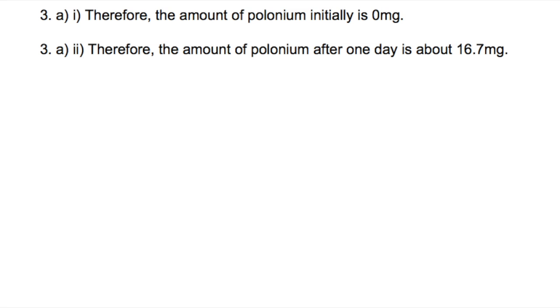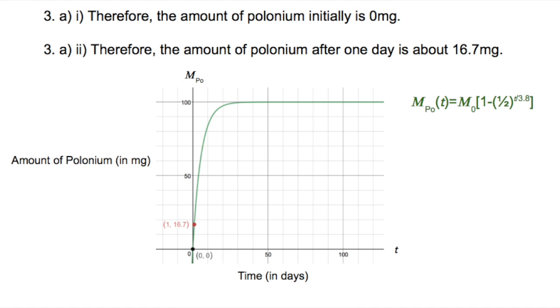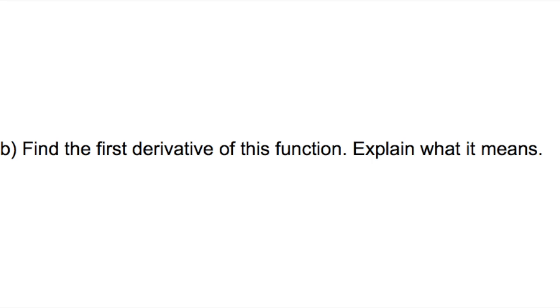Step 4. Therefore statement. Therefore, the amount of polonium initially is 0 milligrams, and the amount of polonium after 1 day is about 16.7 milligrams. This makes sense because if you look at the graph of M_Po of t, you can see that when t equals 0, M_Po equals 0. When t equals 1, M_Po equals about 16.7. We are not done just yet.